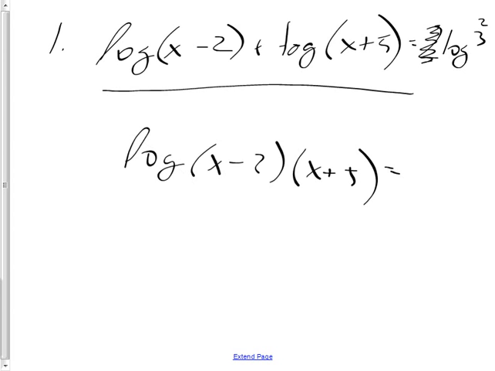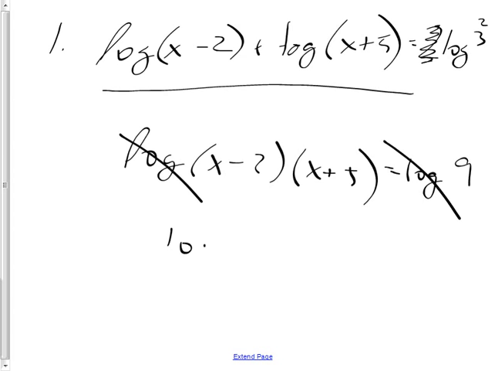And now I'll have log of 3 squared, which is the same as 9. Now, who knows what to do next? I just said it 2 seconds ago. Nope, it's not a substitution one. I don't need to. Cancel, cancel.